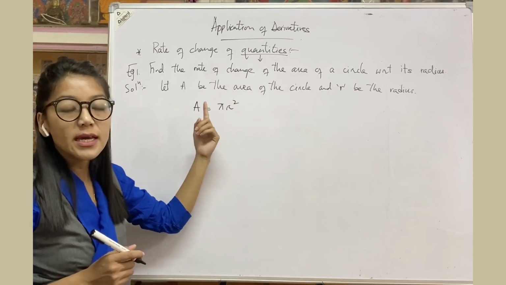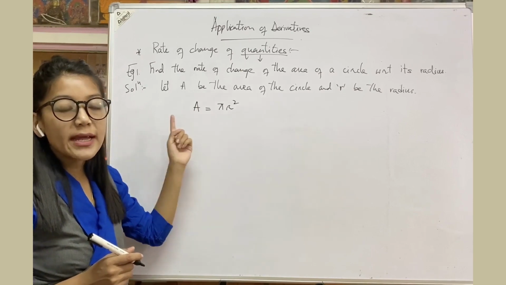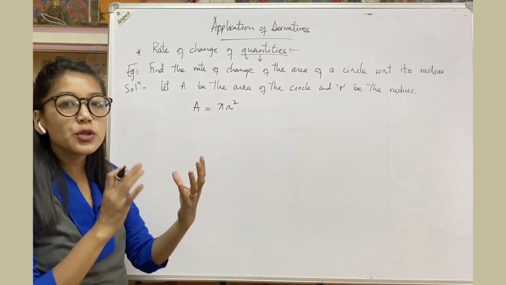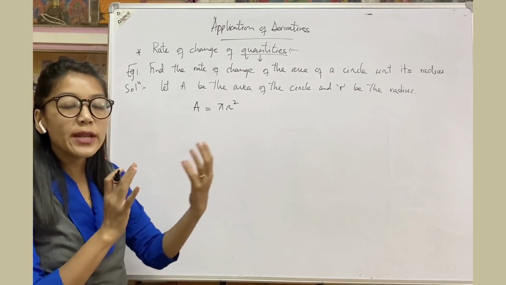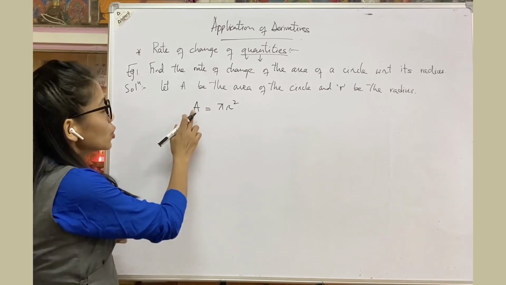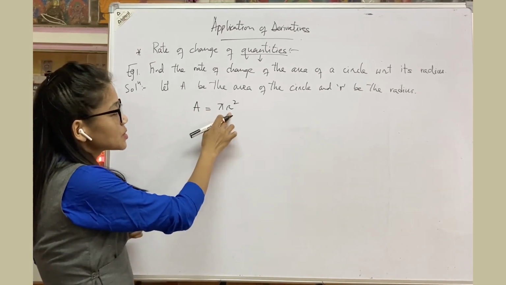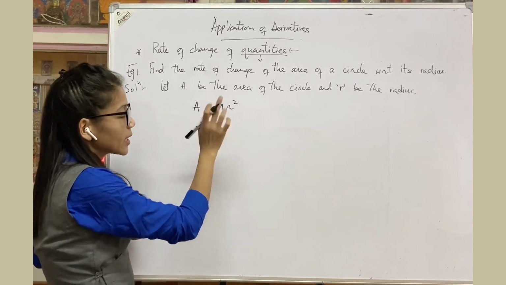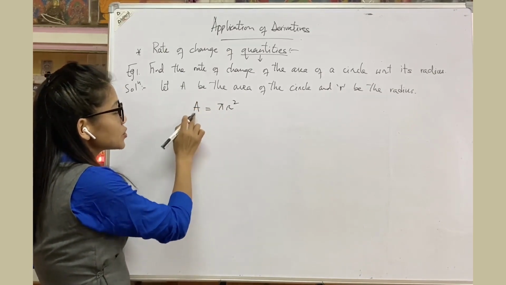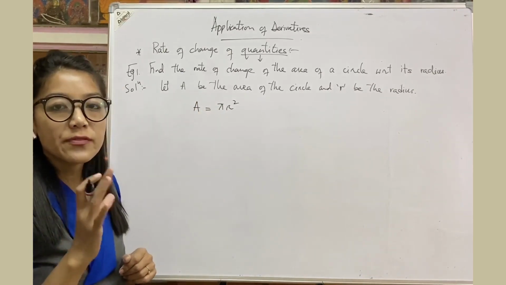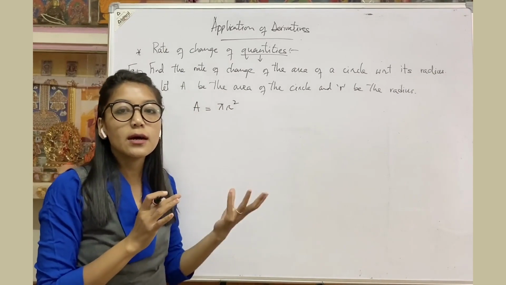So r is the independent variable and A is the dependent variable, because we know that the area of the circle depends on the radius, right? So area is expressed in terms of radius. Now, rate of change. What is the definition, how have you defined derivative?